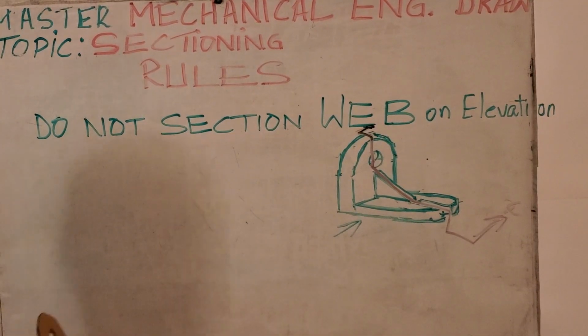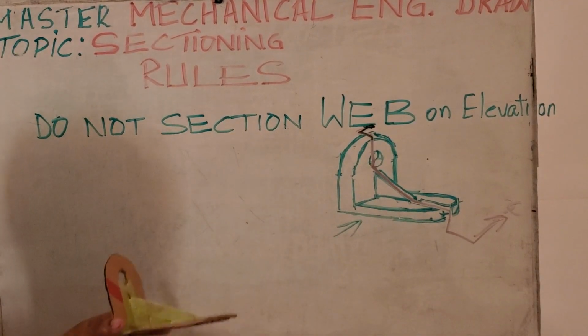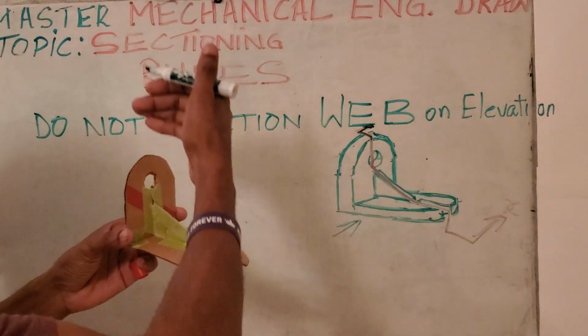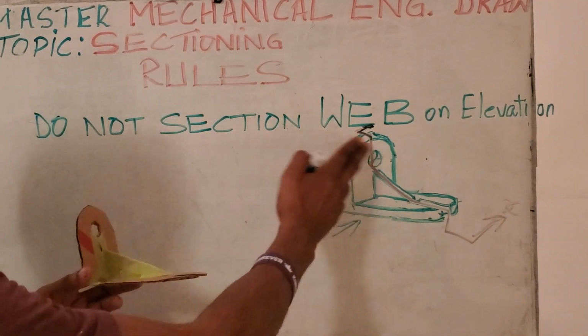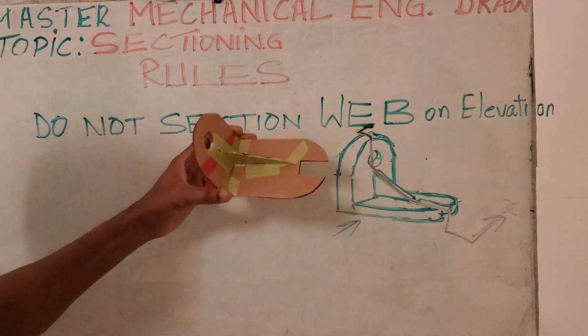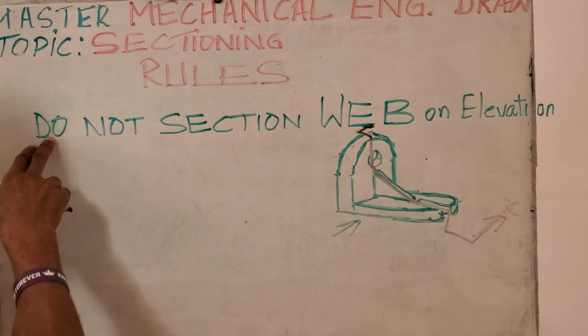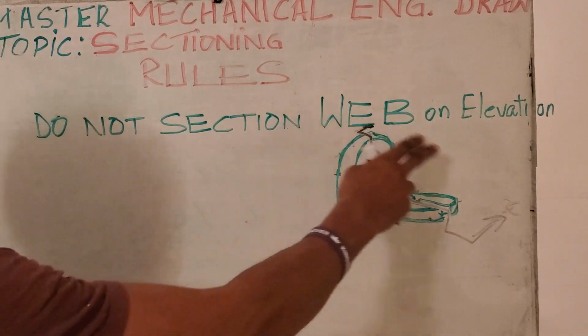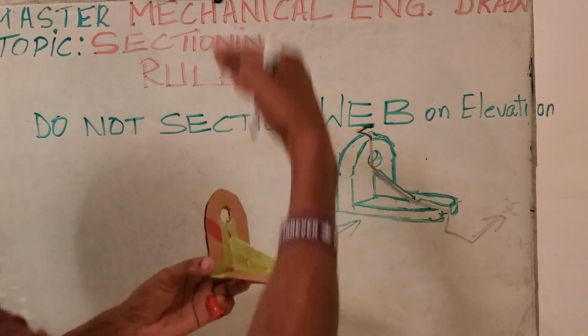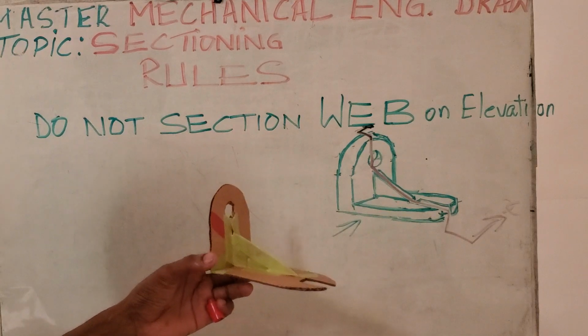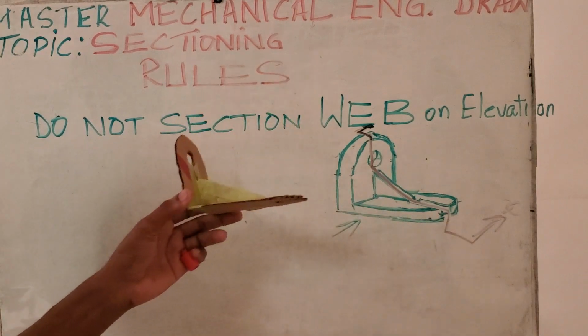Welcome back, guys. In this video, I will be showing you how to draw the sectional elevation for this isometric block. Remember, the rule states that we do not section web on the elevation, on the front elevation, that is.